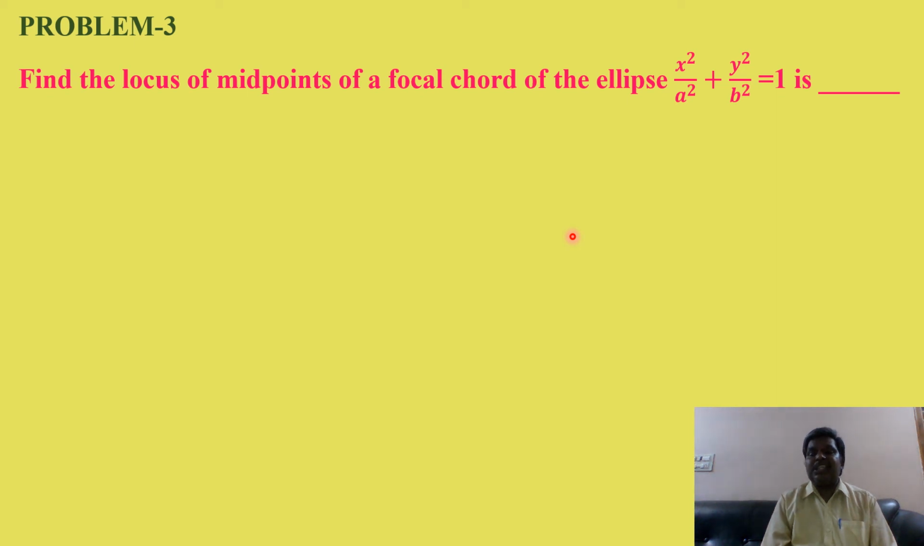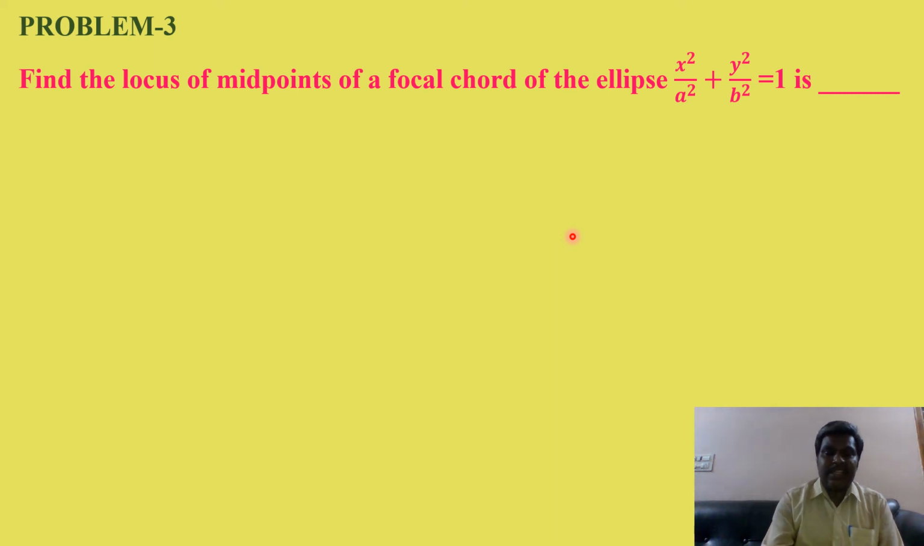What is meant by focal chord? Focal chord is nothing but a chord which is passing through the focus. There are two foci. So any chord passing through any focus is called a focal chord of the ellipse. We are going to find out the locus of midpoint of focal chords of ellipse. Suppose a chord passes through the focus, you collect its midpoint. Collect all such midpoints, you get some locus. That is what we are going to find out here.